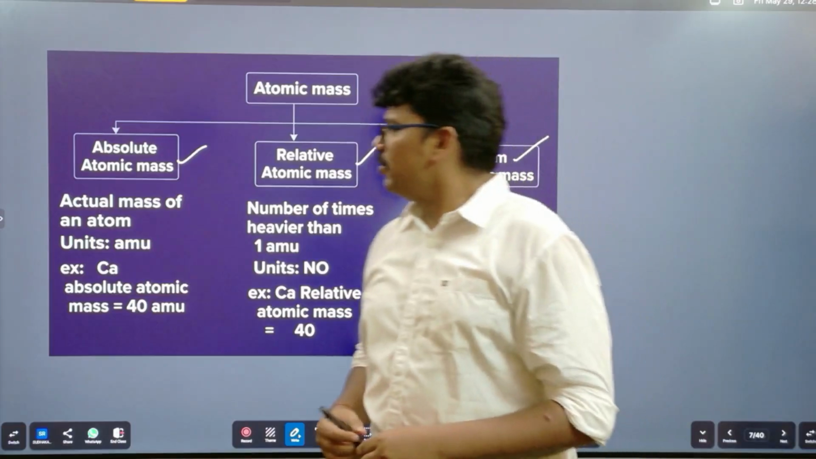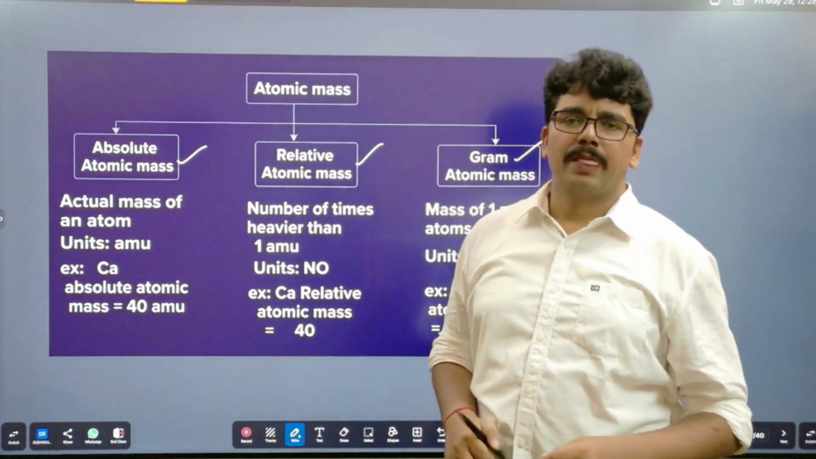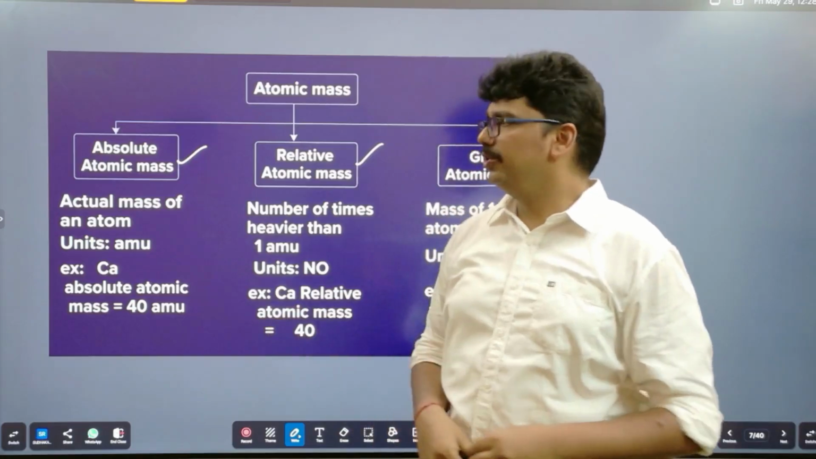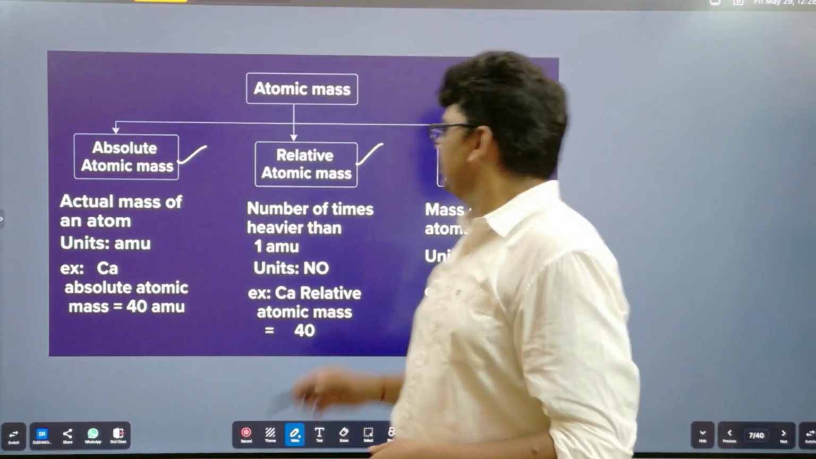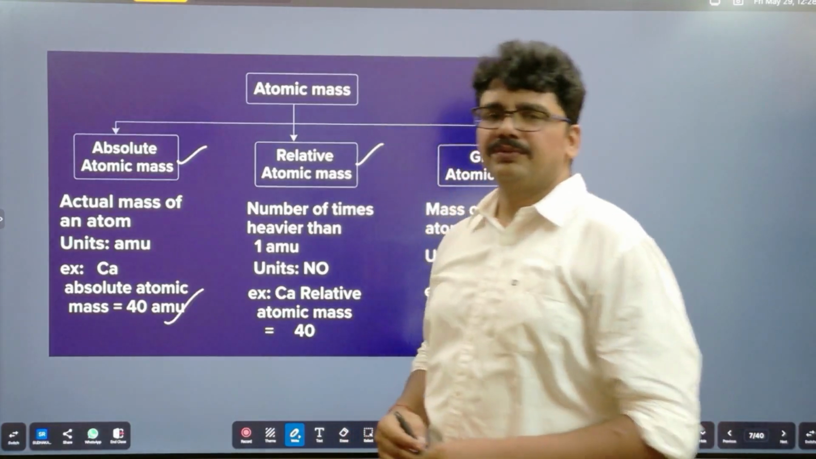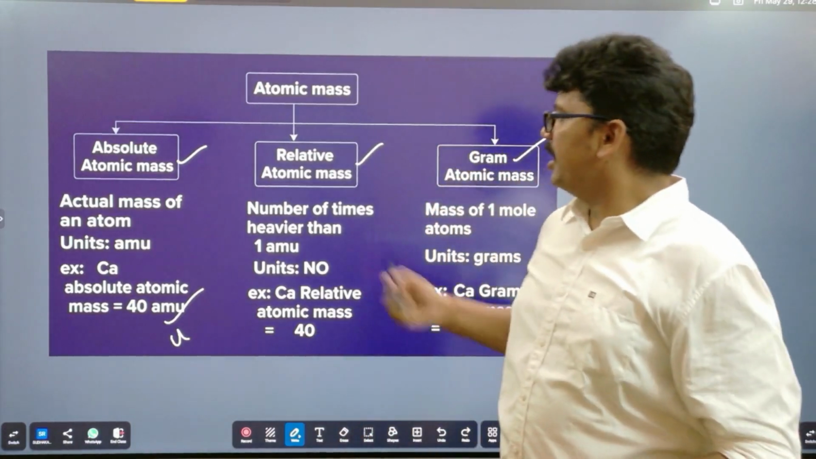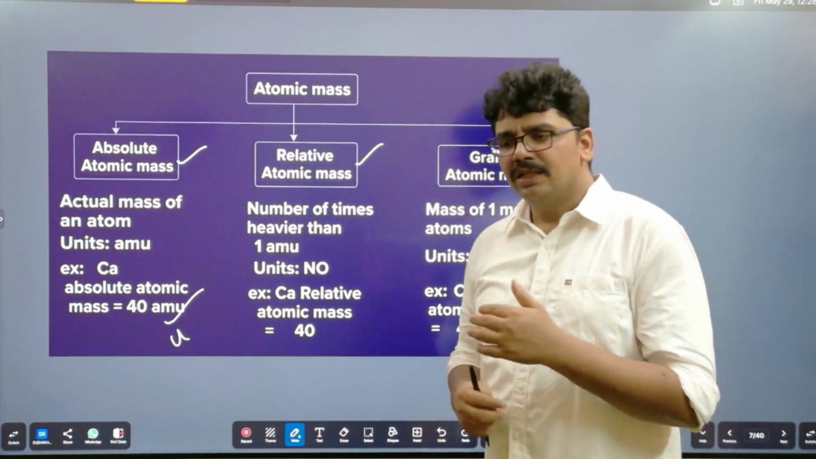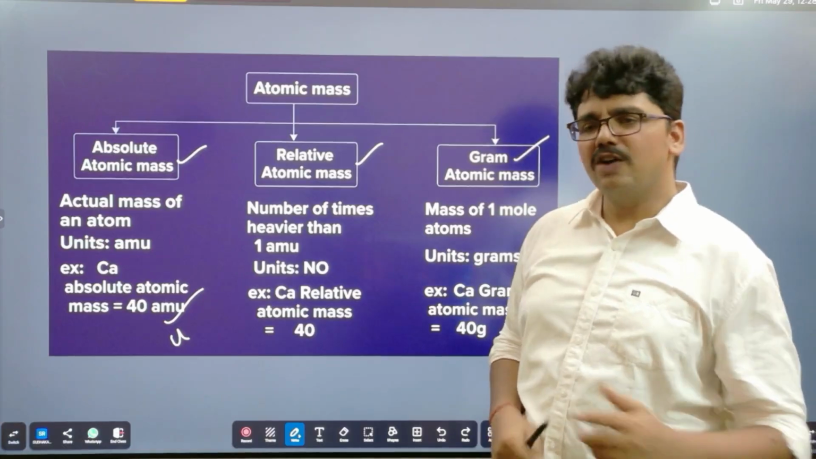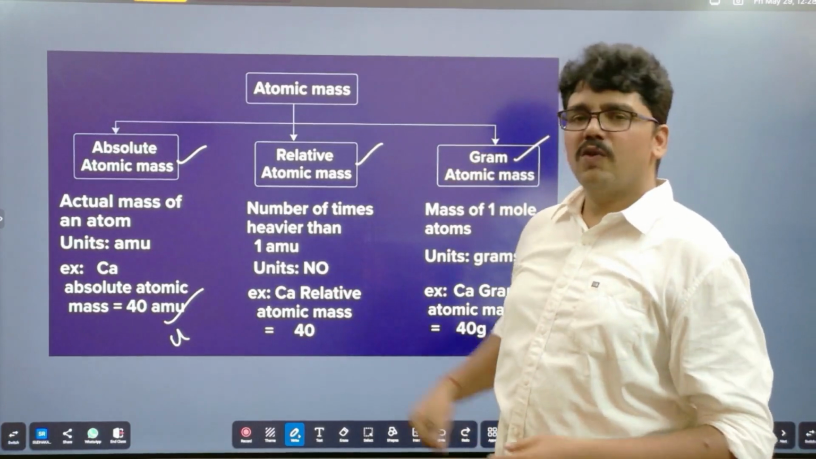Absolute atomic mass means the actual mass of an atom. For one particular atom, the actual mass is the absolute atomic mass. The units of absolute atomic mass are AMU, atomic mass unit, or unified mass u. Relative atomic mass means how many times heavier than 1 AMU. Previously, it was how many times heavier than 1 hydrogen atom. Now it is how many times heavier than 1 AMU.